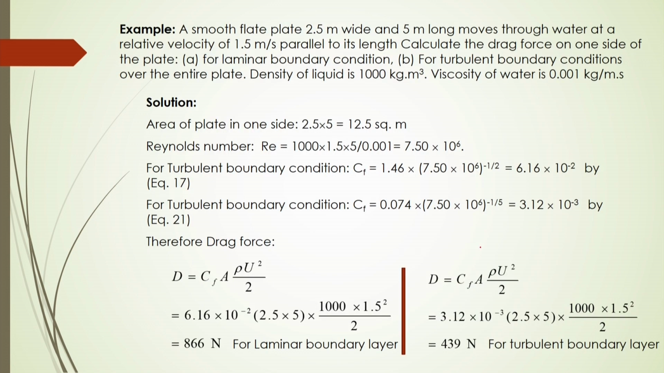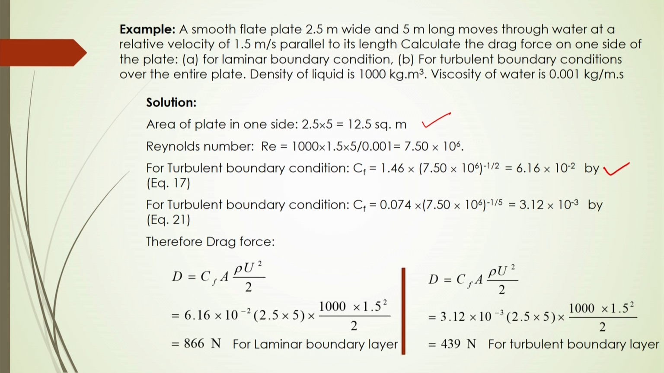Let us do an example. A smooth flat plate of 2.5 meter wide and 5 meter long moves through water at a relative velocity of 1.5 meter per second parallel to its length. Calculate the drag force on one side of the plate for laminar boundary conditions and for turbulent boundary conditions over the entire plate. The density and viscosity of the liquid are given. So, you have to calculate the area of the flat plate on one side, and the Reynolds number as shown here.